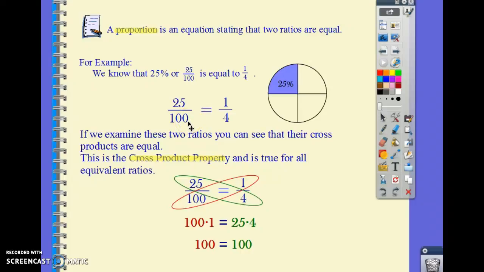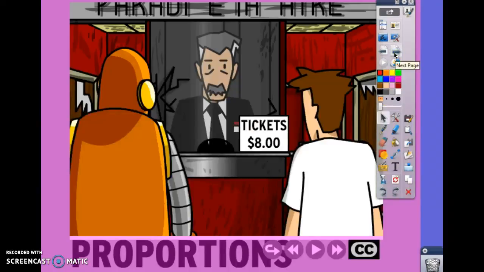If we examine these two ratios, you can see that their cross products are equal. That's the cross product property, and it's true for all equivalent ratios. Here I've multiplied 1 times 100, and I've gotten it's equivalent to 25 times 4. So 100 equals 100. That's a check, and we can move on from there. So let's take a little look at this video.